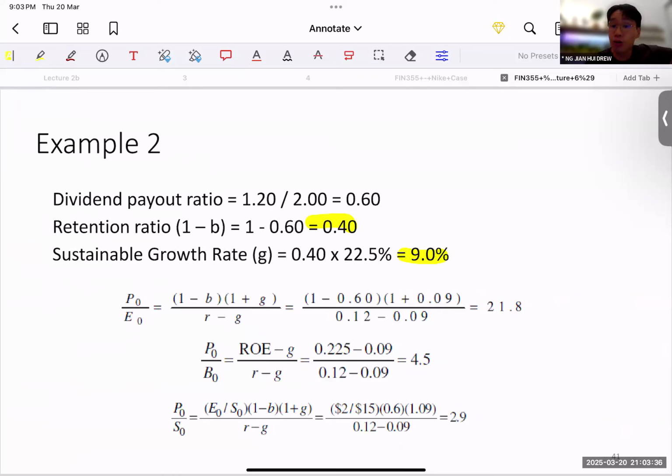price to earnings, and this is your trailing version, not your forward-looking one. It is 1 minus b, times 1 plus g, divided by r minus g. Basically, you just plug in all the figures and you get this. Your price to book, if you refer to the previous slides, is your ROE minus g over r minus g, right? Remember that we mentioned that for your price to book, your ROE and your r are the factors that really change your number, which gives you this.